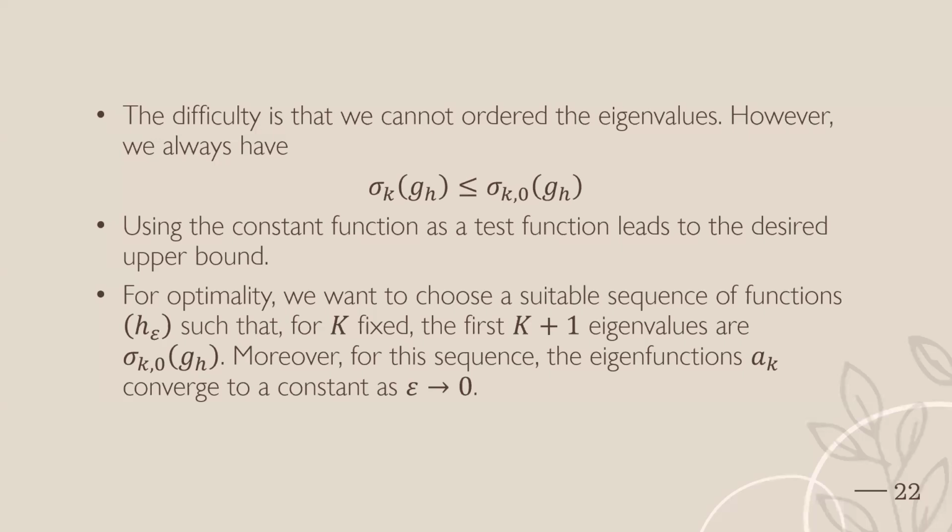But what we can do is fix an integer, so let's say big K, and we can say that the first K plus 1 eigenvalues will be of the form sigma k0. And after that, the big K plus 2 eigenvalue, we don't know what it is, but it doesn't matter since for the first K plus 1, we can prove that the first K plus 1 eigenvalues tend to our upper bound. And we can do this for each big integer K.